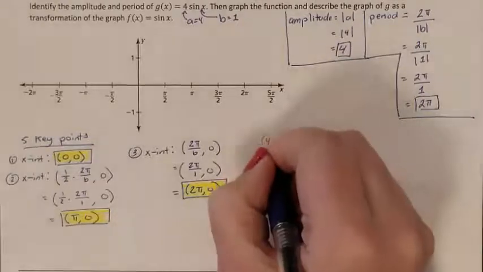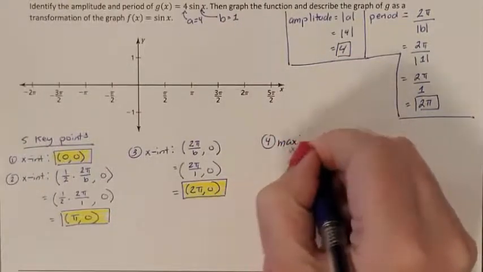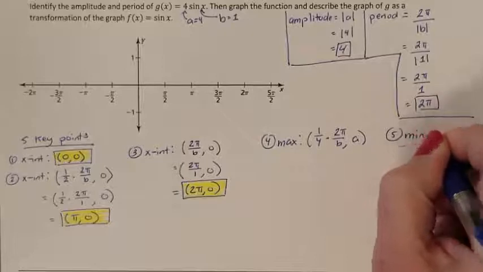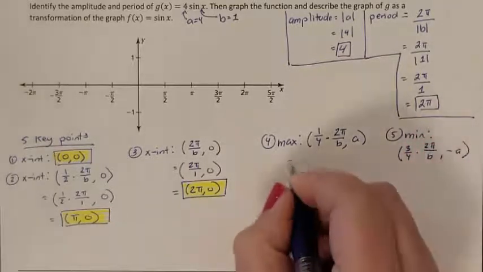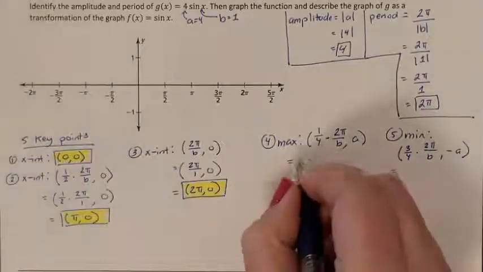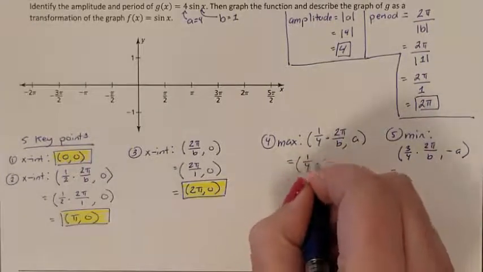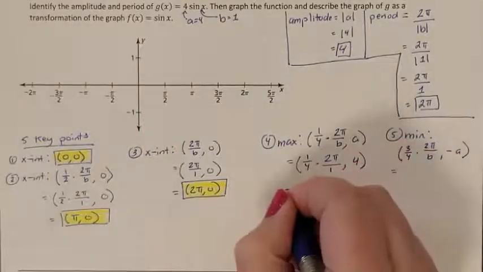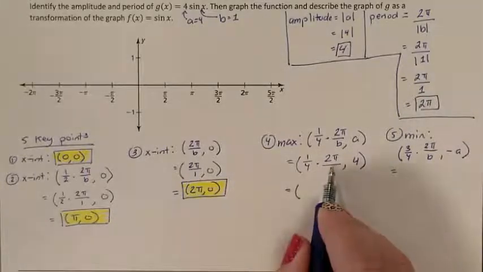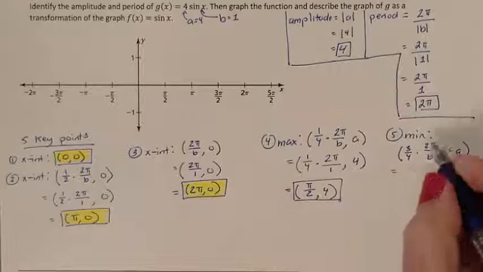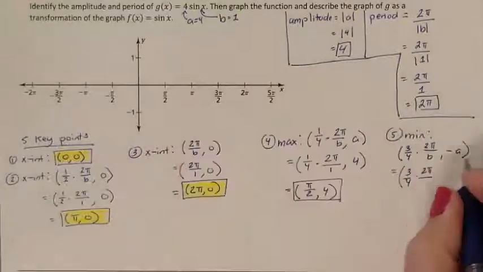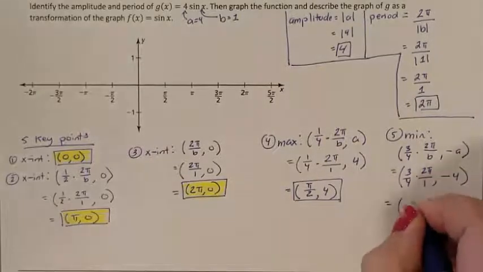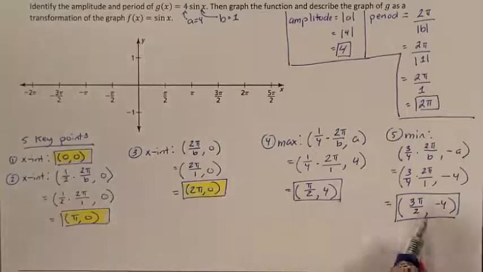Fourth is going to be your max, and he has his own formula. And your fifth will be your min. He also has his own formula. They both require a and b. So plugging in my a and my b for my max. My b is a 1, and my a was a 4. So multiplying, I end up getting my max and my min. My b is a 1, and my a was a 4. So multiplying. So I have my max and I have my min.